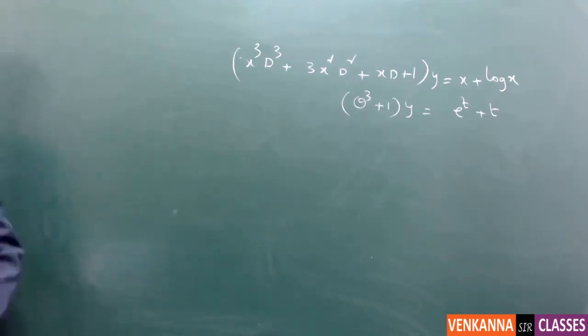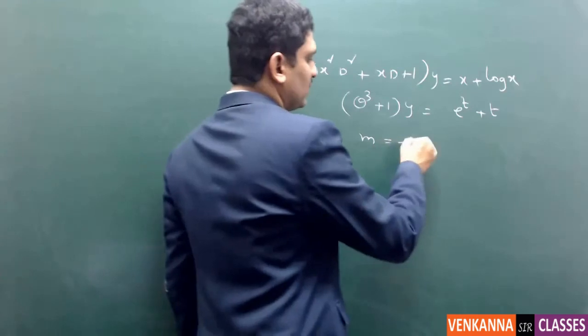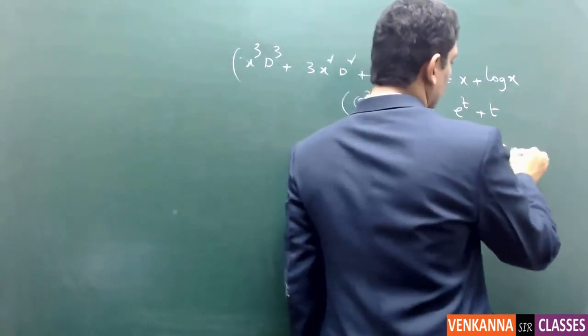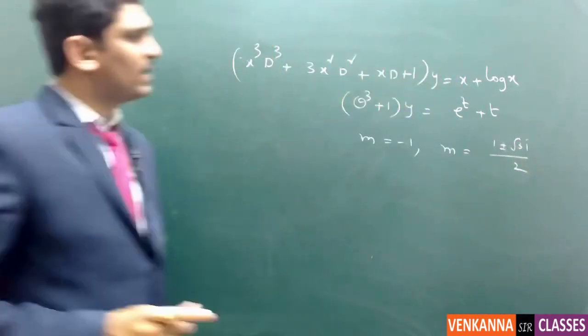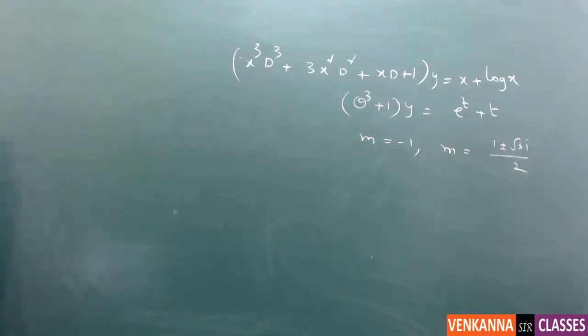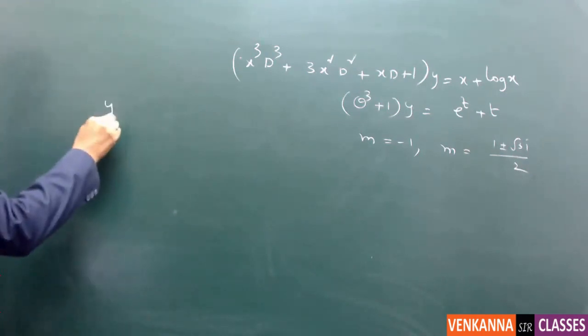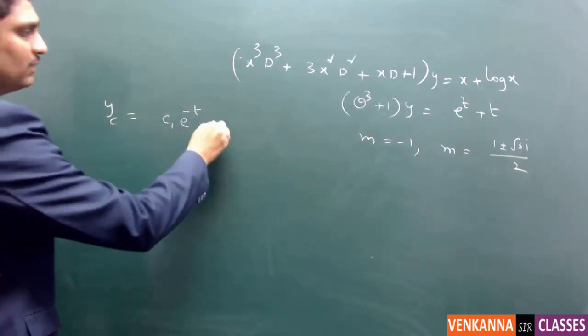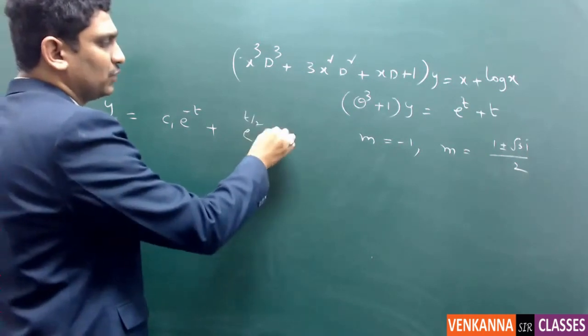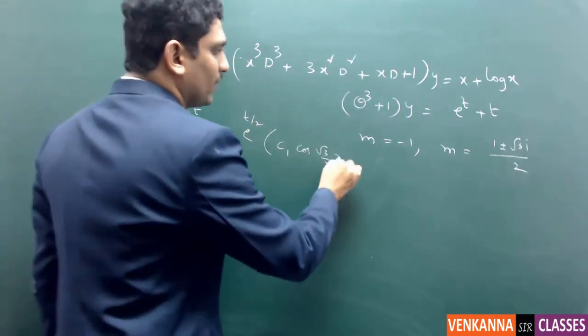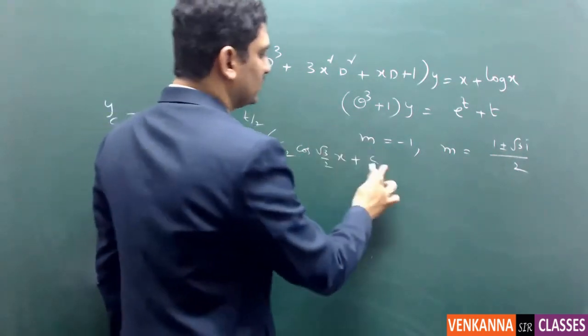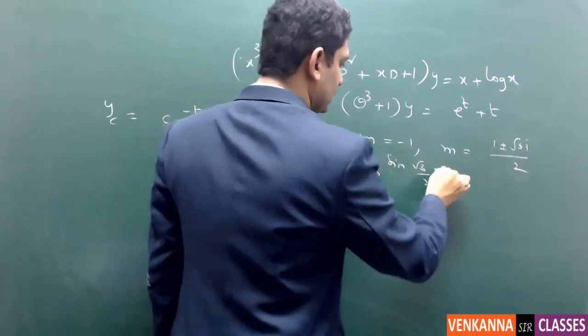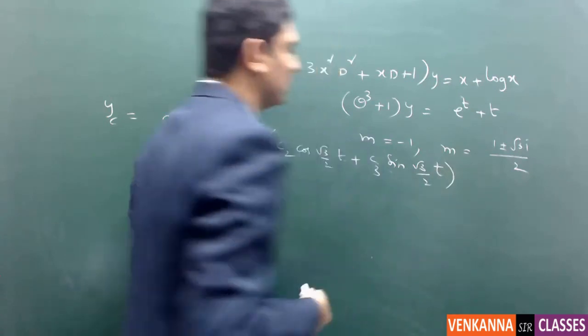Fine. So can you write the complementary function? So I will write the roots that m is equal to minus 1, and m is equal to 1 plus or minus root 3i by 2. Please go for the roots. Fine. So the complementary function is given by yc is equal to c1 e power minus t plus e power t by 2 of c2 cos root 3 by 2 t plus c3 sine root 3 by 2 t. I mean t we have to take here. Here the differential is t here.